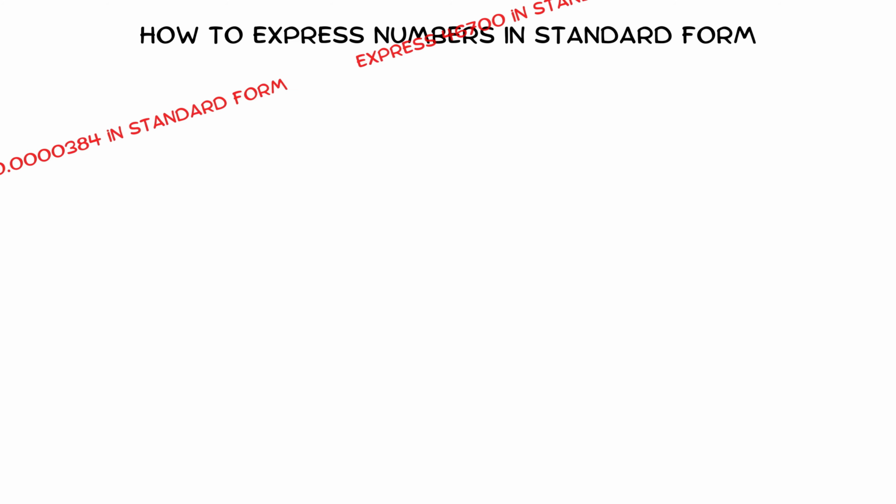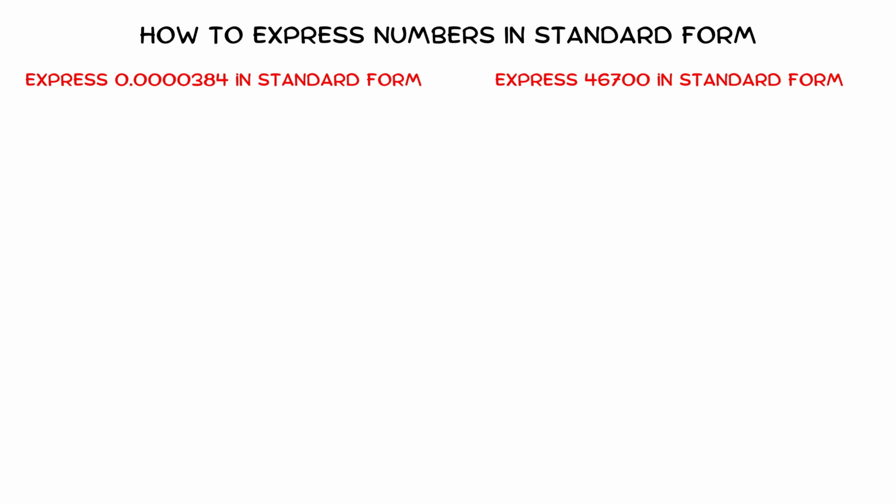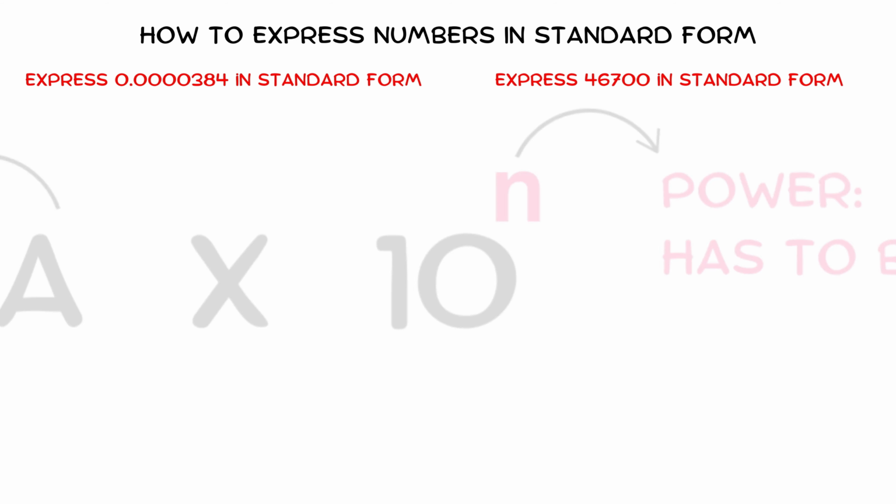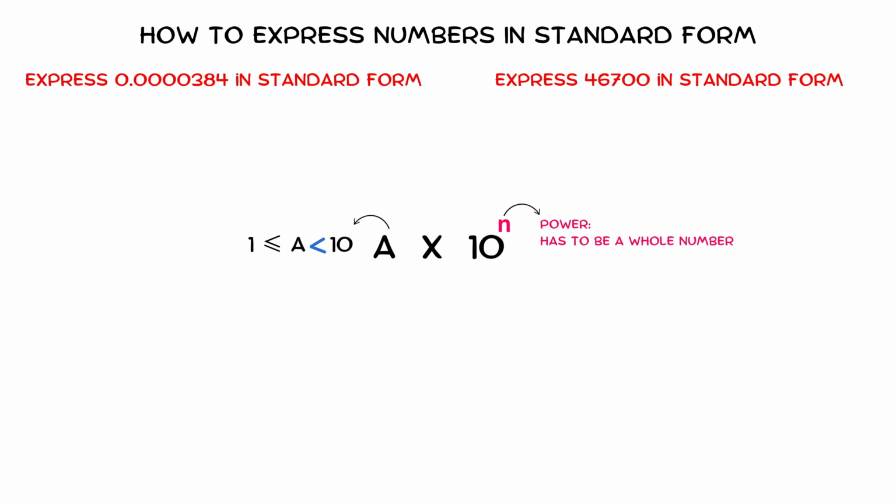In this video, we're going to look at how to express numbers in standard form, so how to do questions like these too. To recap, remember that standard form looks like this, where you have a front number that has to be between 1 and 10, and a power that has to be a whole number. So things like 1 times 10 to the power of negative 13 or 4.5 times 10 to the power of 4.